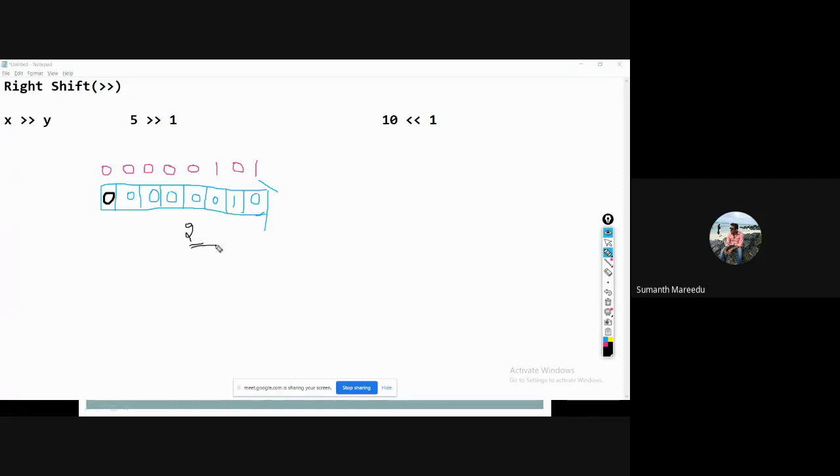Now we'll see this number 10, right shift by 1. The binary representation of 10 is 0 0 0 0 1 0 1 0. So you have 8 positions like this, 8 bits.